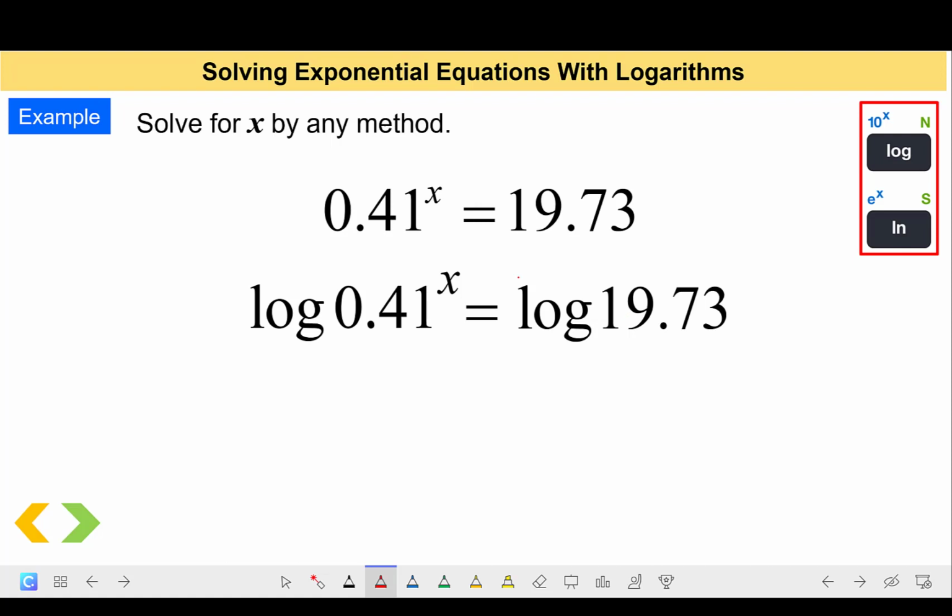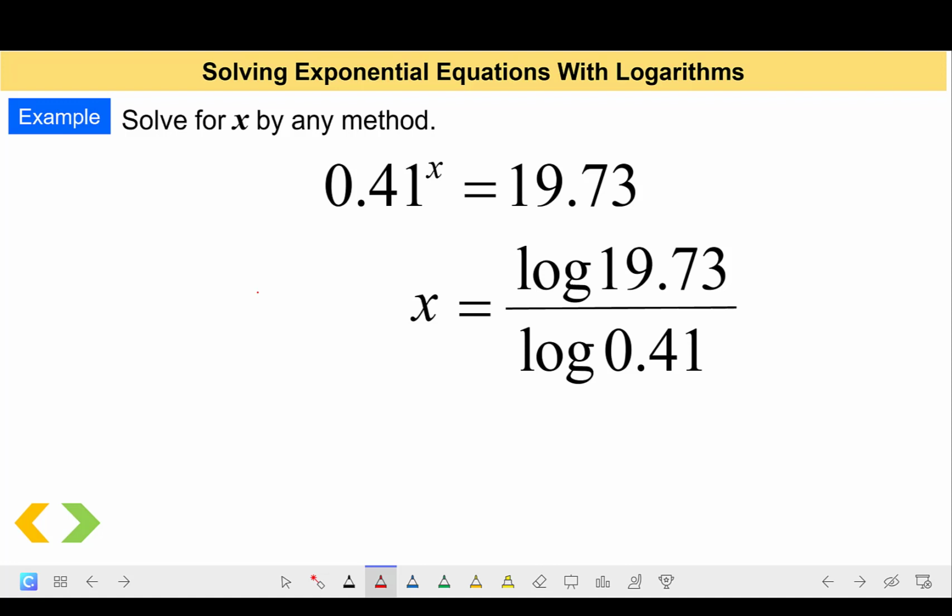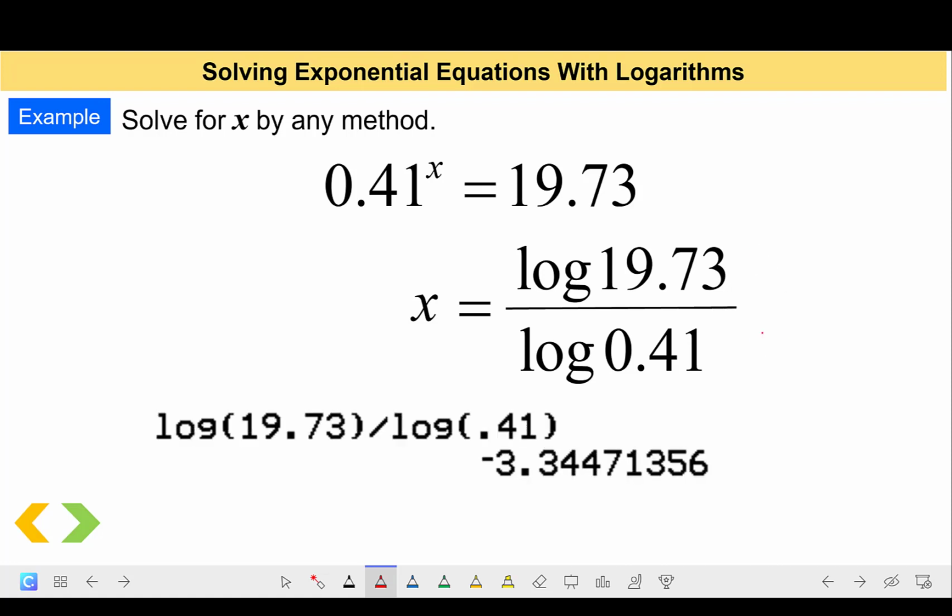If I take the log of both sides, I'm now going to use my power property, and this is just going to move over to here. Remember, when solving for x, I just want to isolate x, so I divide both sides by that log of 0.41. Now these are just two numbers, so I plug them directly into the calculator. I don't have to search through any menus because the buttons are right there on the front of my calculator. So you just put log 19.73 divided by log 0.41. Bada bing, bada boom, you got it.